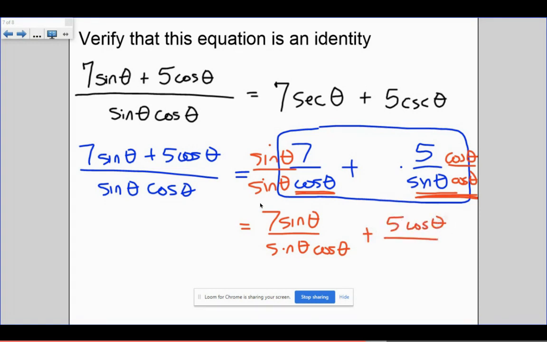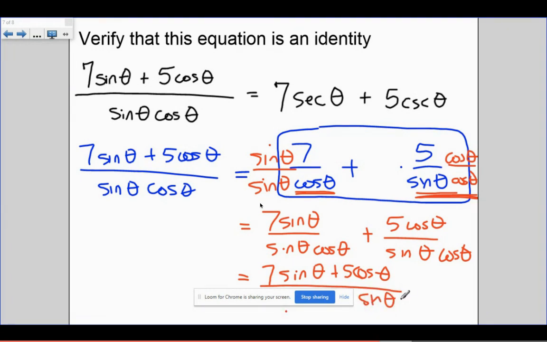And if it helps you see, I'm not going to draw this, but these still are the same fractions. Fraction on the left, if you canceled out the sine thetas, you'd end up right back where you started. Fraction on the right, if you canceled out the cosine thetas, you'd end up right back where you started. But here again, we do have two fractions with the same denominator, so we can combine them into one fraction. So 7 sine theta plus 5 cosine theta over sine theta plus cosine theta, which, hey, that's exactly what we started with on the left in the first place. So they are equal.